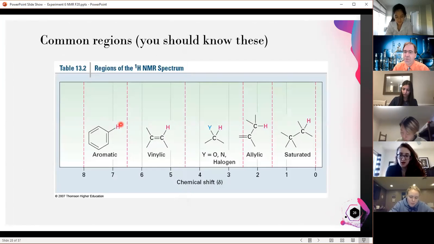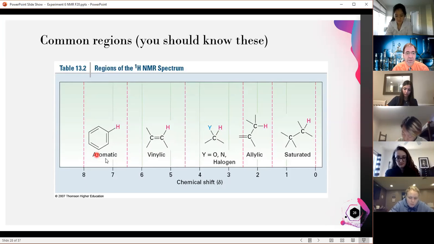So here are some common regions. You should know just these general regions. I'm going to show you in a minute a correlation table that is similar to what we saw with IRs. But in general, to just help you out, if you've got a saturated carbon, it should be down around 1. The allylic, right, that's 1 away from the double bond, that should be a little higher up. Halogens move you in general here into the middle range, although again, if you have more than 1, you can move yourself further down. Vinylic, and then aromatic.